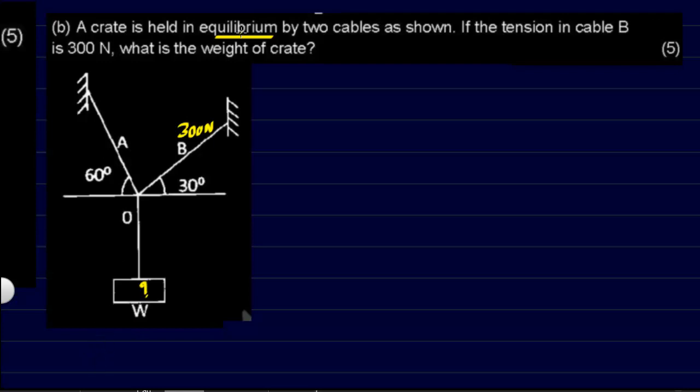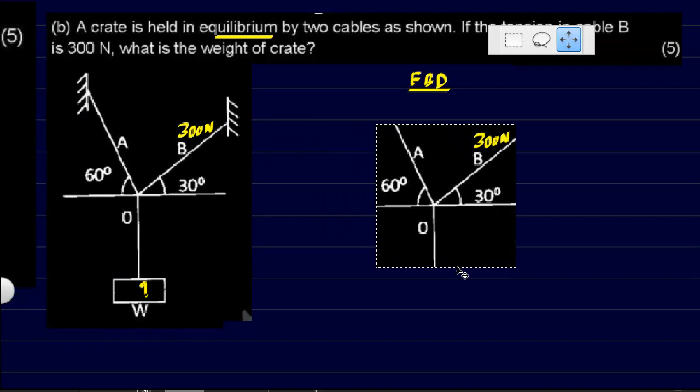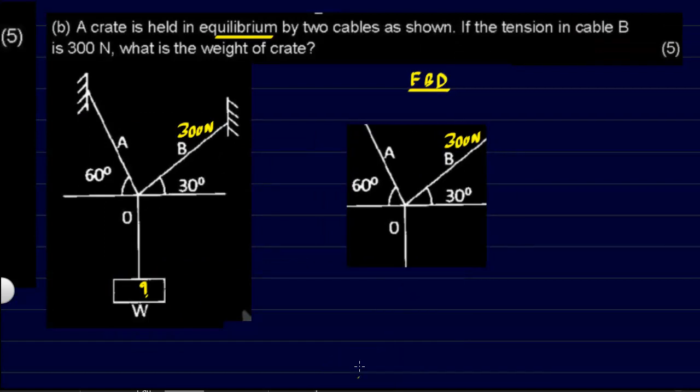Now, because this is a problem of equilibrium, we will have to draw something called the free body diagram. Fine. So in a free body diagram, we just replace whatever contact points are there. All the contact points, we have to replace them with their equivalent forces. Fine. So this is our free body diagram. We have removed the contact points, this contact point, this, as well as the weight W. And now we'll have to replace them with their forces.